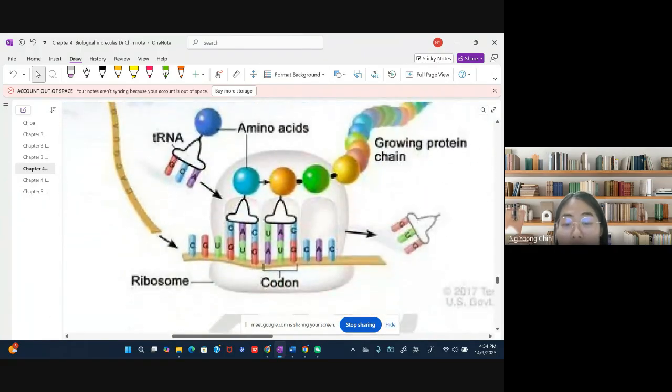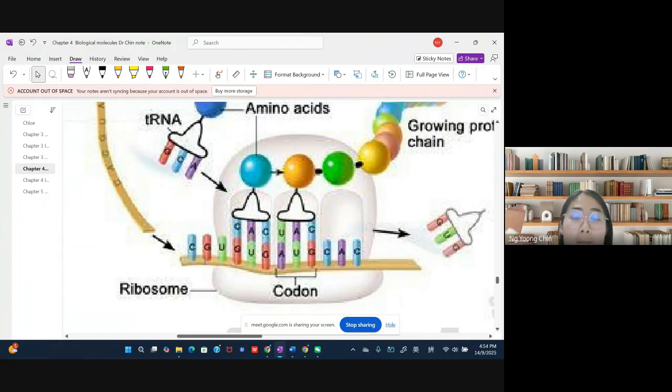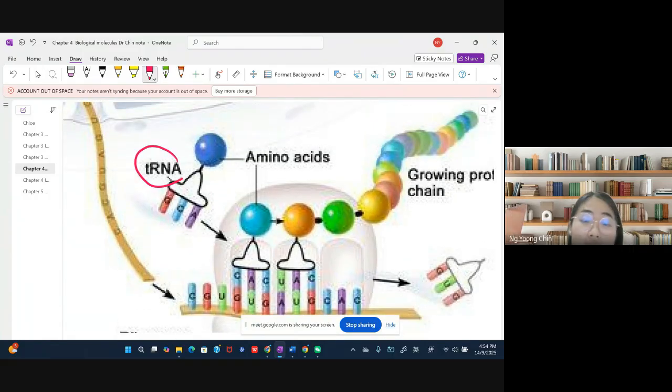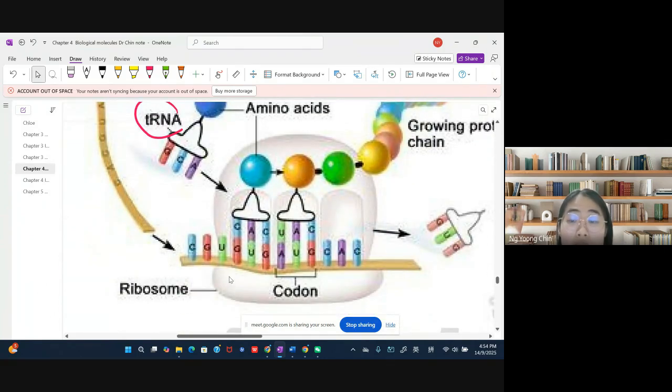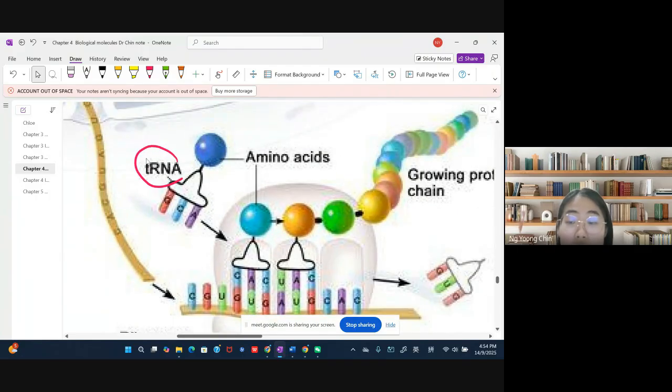Okay, so what you can see, because the mRNA also has the base pairs, right? You see, CGUGA, those are the nucleotide base sequence on the mRNA. So that's why the tRNA, you can see, right, there's another tRNA. The tRNA contains these nucleotides, so they can form the complementary base pairing to the mRNA. Means the tRNA forms the base pairing with the mRNA to produce a polypeptide chain.